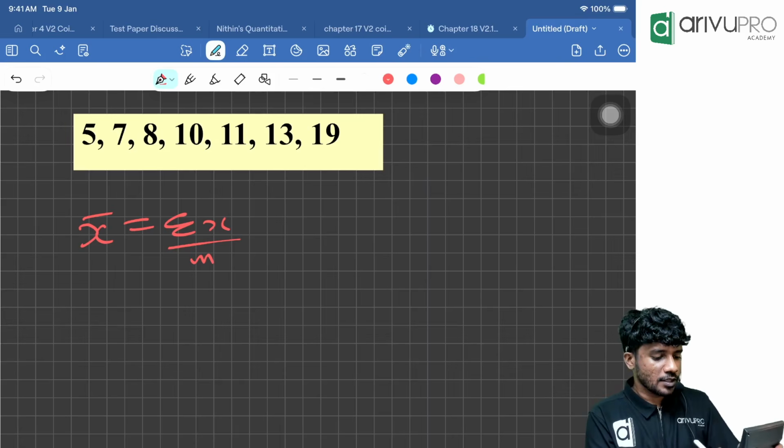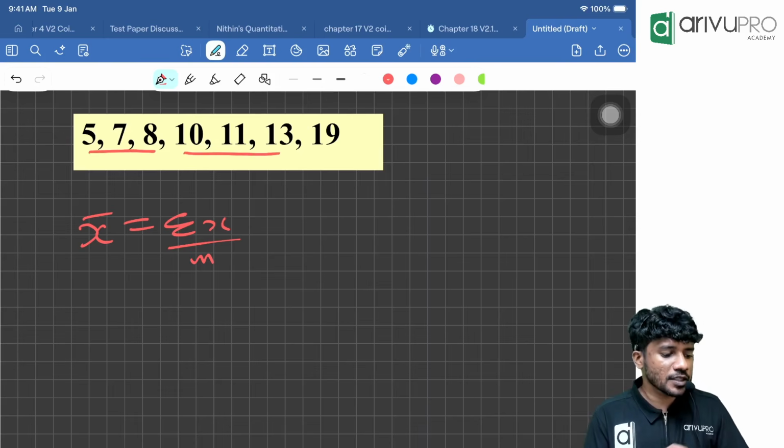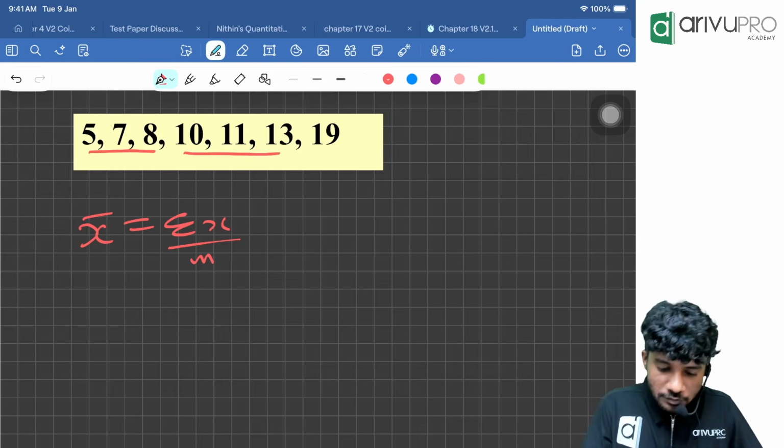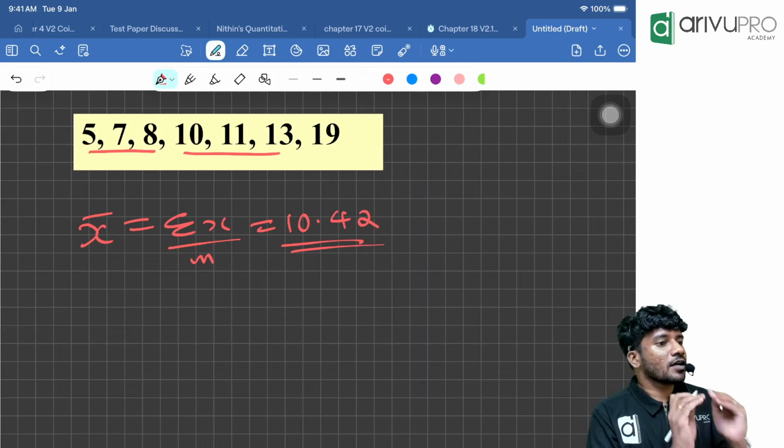5 plus 7 plus 8 plus 10 plus 5 plus 7 plus 8 plus 10 plus 11 plus 13 plus 19. The entire thing is divided by how many terms are there in total, people? 7 terms are there. How much are you getting? 10.42. So x bar we found.